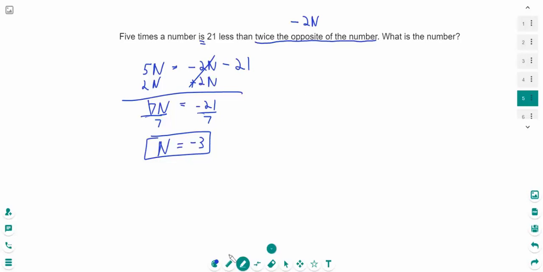Okay, so let's check that, make sure that it actually does work. We have our 5 times a negative 3 equals a negative 2 times a negative 3 minus 21. So 5 times a negative 3 is negative 15. And over here we have a negative 2 times a negative 3. That's a positive 6 minus 21. And a positive 6 minus 21 is, in fact, a negative 15. So we know that that checks out, right? So 5 times a negative 3 is 21 less than twice the opposite of negative 3. Or I should say, yeah, twice the opposite of negative 3.